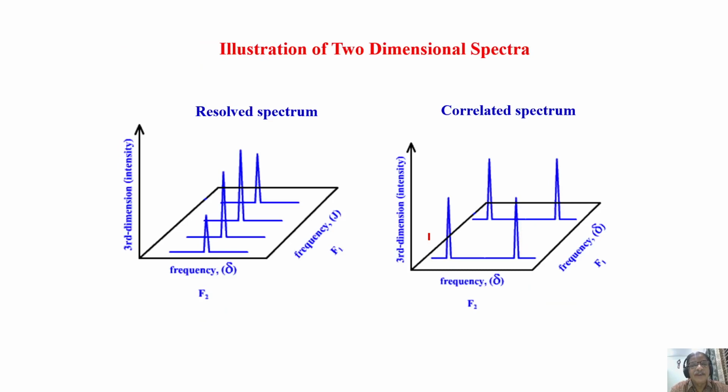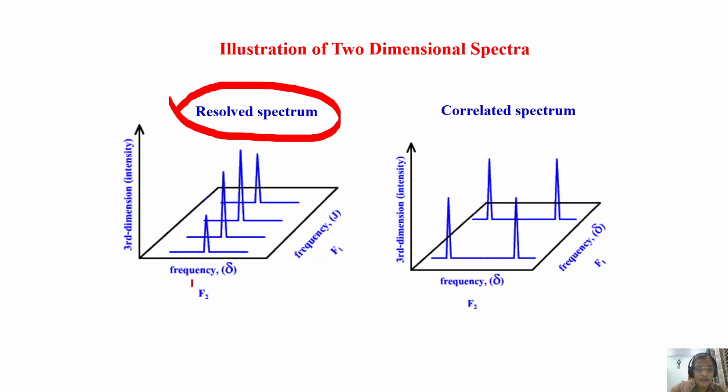Now we can see how the spectrum looks in the two-dimensional way. We can have a spectrum like this. This is the frequency domain in here, and also here a frequency domain. This is a resolved type experiment where chemical shift information is here, J coupling information is here. They are all resolved. They are separated.